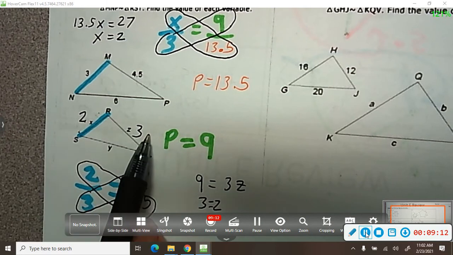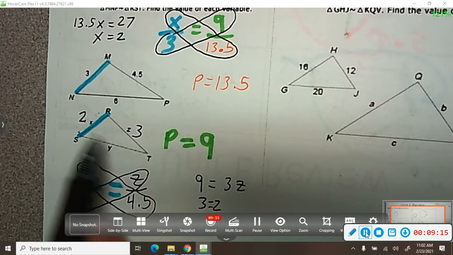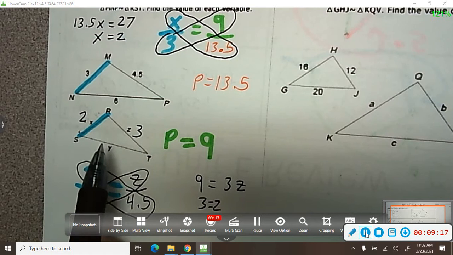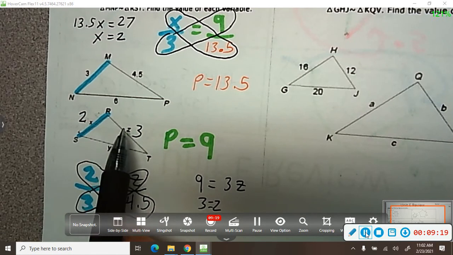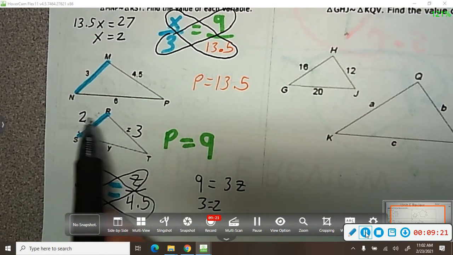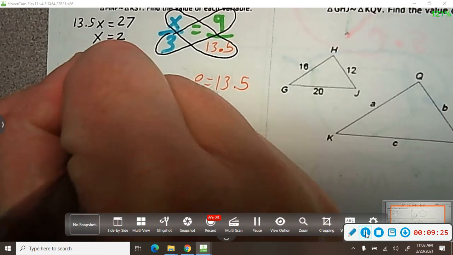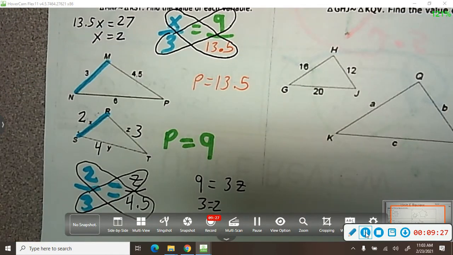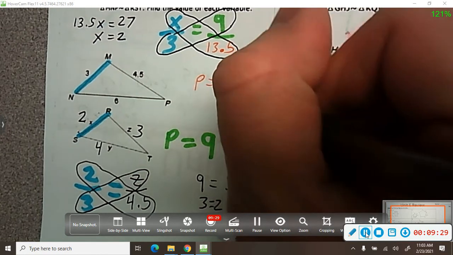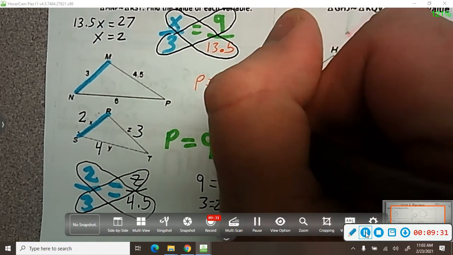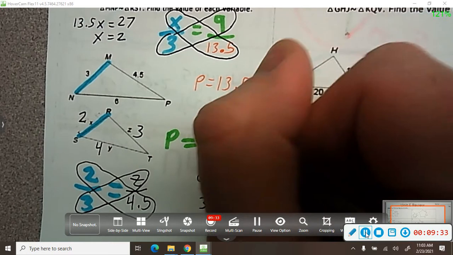So if z is equal to 3, you could set up another proportion. You could do 2 to 3 is y to 6, or you could just know that the perimeter is 9. So 2 plus 3 is 5. That leaves 4 left over. This should be 4. So then I would say x is 2, y is 4, z is 3.